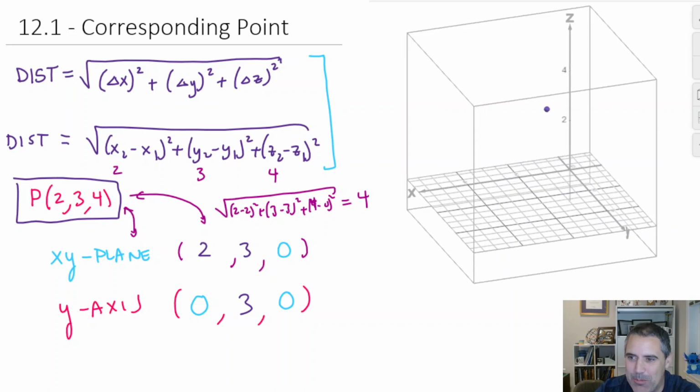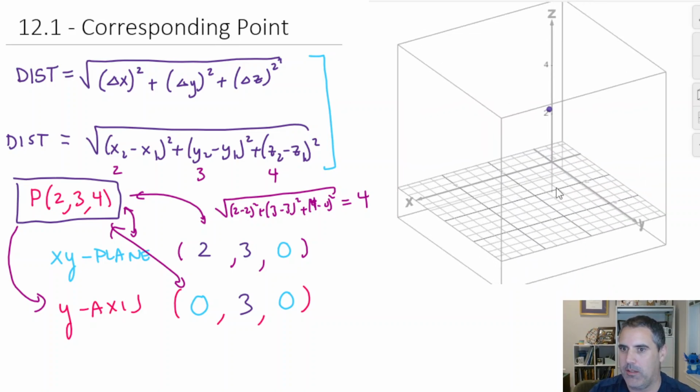All right. So similarly, if you wanted to know the distance from here to the y-axis, use these 2 points. All of it can be done with the distance formula, but that's not really what I want to talk about. I want to talk about visualizing now. Okay, so what about corresponding points?